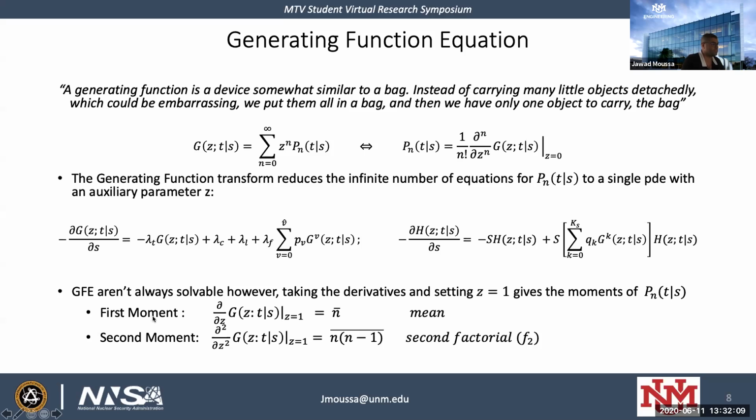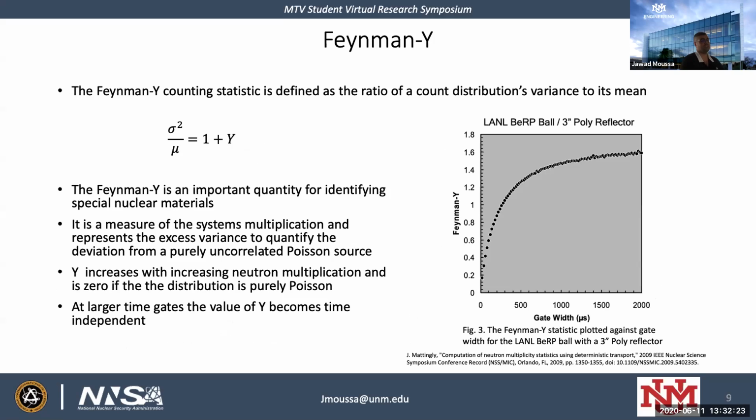So you can see here that the first moment is equivalent to the mean number of neutrons, and the second moment is equivalent to the second factorial. And with these two, you can obtain the variance and standard deviation, and so on. And that's what leads us to the Feynman-Y, which is defined as the ratio of the count distribution's variance to its mean. So we were able to solve those equations analytically for the first two moments, and we obtained an analytical solution to the count distribution's variance and its mean, and we were able to implement this.